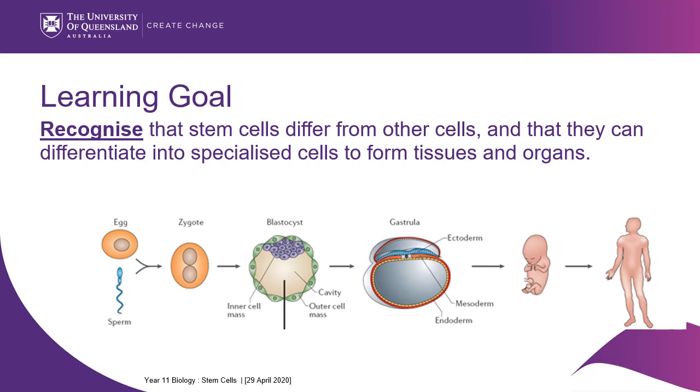This lesson is on stem cells. The goal of this lesson is to recognise that stem cells differ from other cells and that they can differentiate into specialised cells to form tissues and organs.